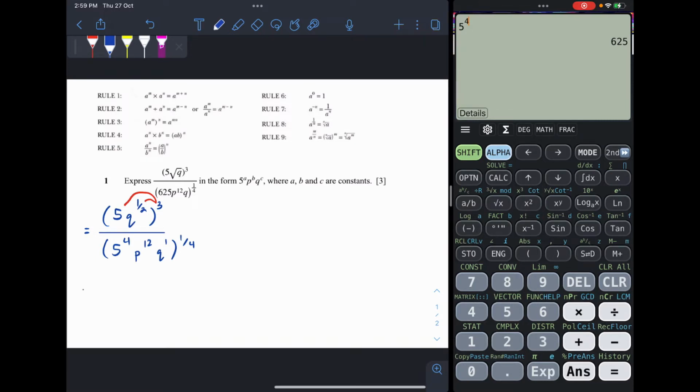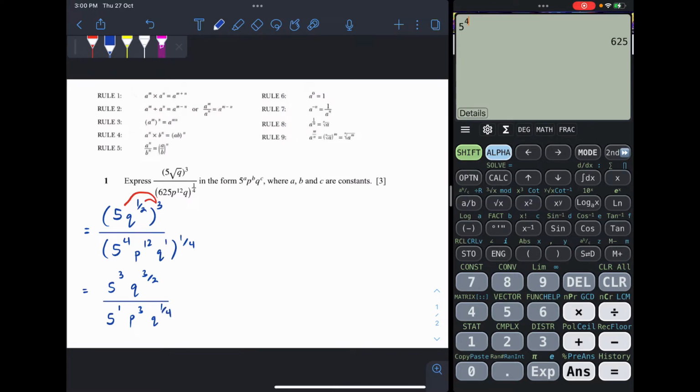So let's do them. It will be 5 to the power of 3, q^(3/2), over. Let's do the same thing for the bottom. The 1/4 must multiply with the power of 4, the power of 12, and also the power of 1. So it will be 5^4, p^12 and q^(1/4). Sorry, the bottom is 5^4, p^12 and q^(1/4).